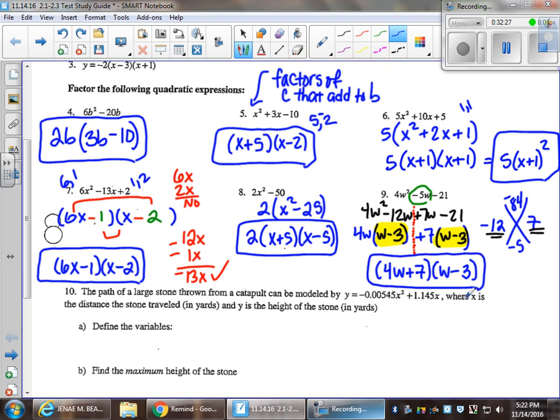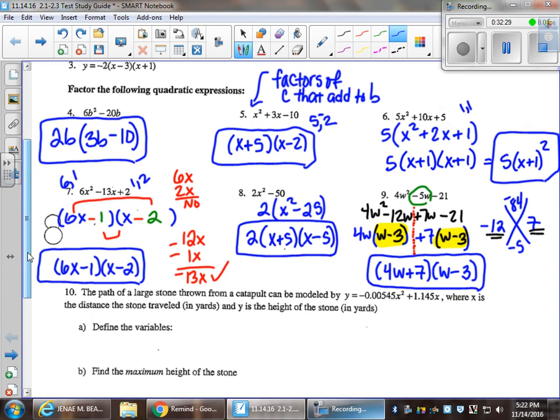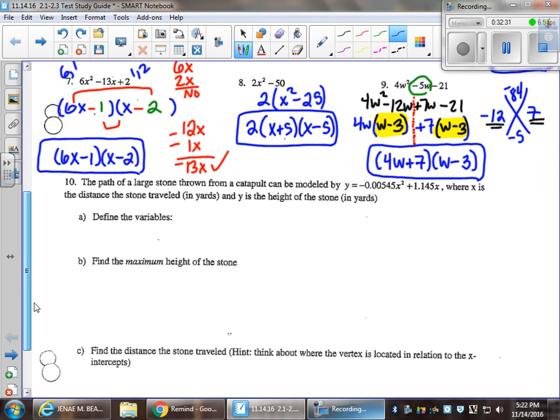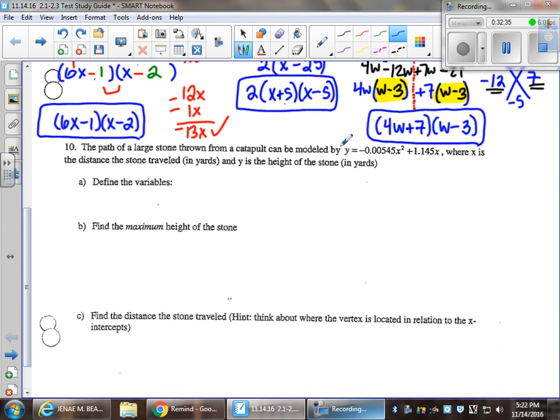Number 10, real-world vertex question. The path of a large stone thrown from a catapult can be modeled by this function, so it's nice that it gives me the function. And check it out, it defines my variables. X is the distance the stone traveled in yards, and y is the height of the stone in yards.